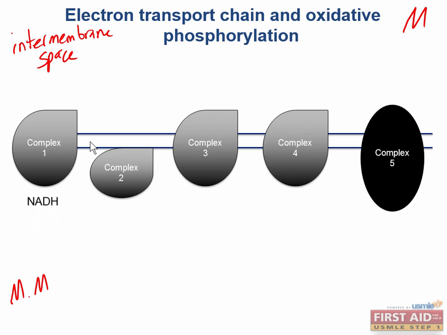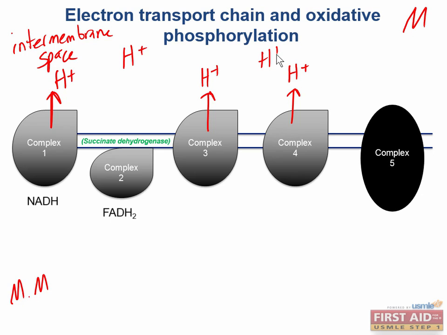Our NADHs are going to enter at complex 1 while our FADH2s enter at complex 2, which happens to be the enzyme succinate dehydrogenase, which we found in the TCA cycle. As electrons pass from complex to complex, they're going to create a proton gradient, which is going to be used to drive the production of ATP. So as it passes through complexes 1, 3, and 4, we're going to create a proton gradient. So eventually we're going to have a whole bunch of hydrogen ions, for example, in the intermembrane space. So we have a lot of hydrogens over here, but not over here.